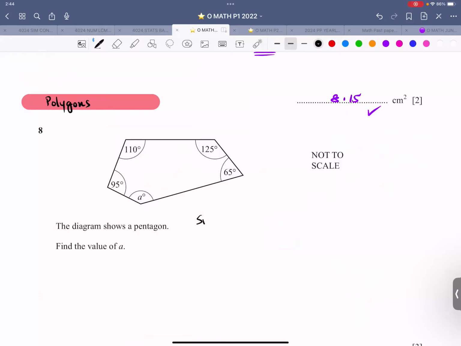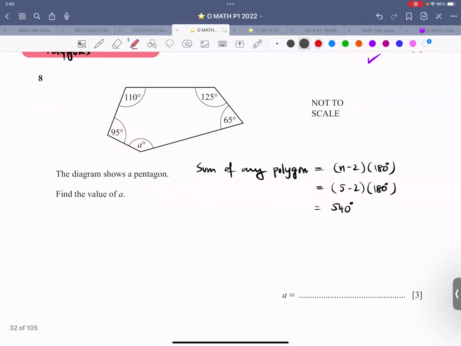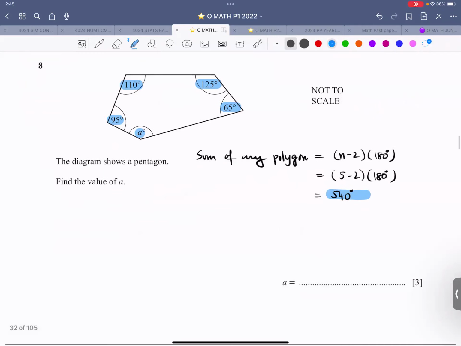So first of all, the sum of the angles of any polygon, irrespective of whether it's regular or irregular, is n minus 2 into 180. In this case, n is 5. So that's 5 minus 2 into 180. That's 3 into 180, which is 540. In other words, all these 5 angles, A, 95, 110, 125, 65, should all add up to 540.